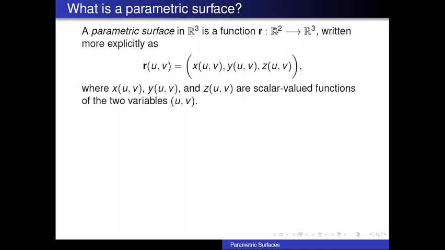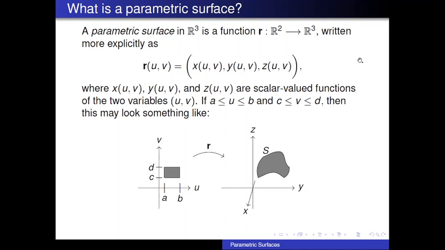The domain variables we'll call u and v, one for what would be proverbially the x-axis and one for the y-axis over here. And then the outputs we'll call x, y, and z, and each of those will be functions of now two variables. So we'll have little r of u comma v with three components in its output. The first one will be a scalar valued function x of uv, the second y of uv, and the third z of uv.